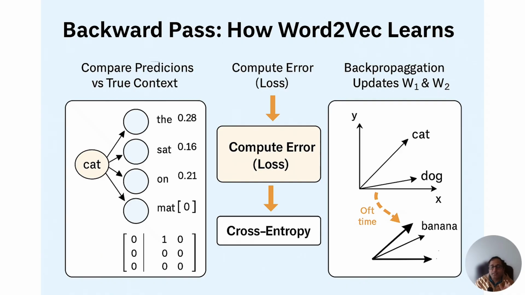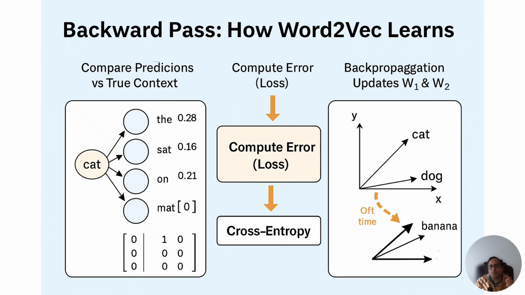The difference between these two distributions is what we call the loss function in typical neural networks. You can think of this as a measure of how wrong the model was. The error is then sent backwards through the network. This step is called backpropagation. In backpropagation, we see how these weights contributed to this error. During this process, both the weight matrices W1 and W2, which we saw previously, are adjusted slightly to reduce the error.